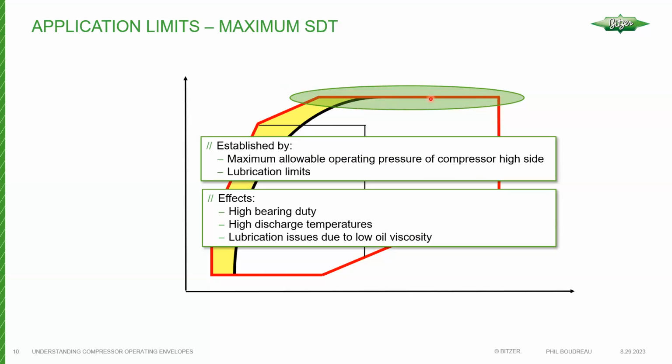This area at the top is established by our maximum allowable operating pressure of the compressor. And another limitation here is lubrication limits. The higher the temperatures, the more lubrication can become an issue. Aside from having too much refrigerant in the oil and reducing viscosity, of course, when you increase the temperature of an oil, it will reduce its viscosity as well.